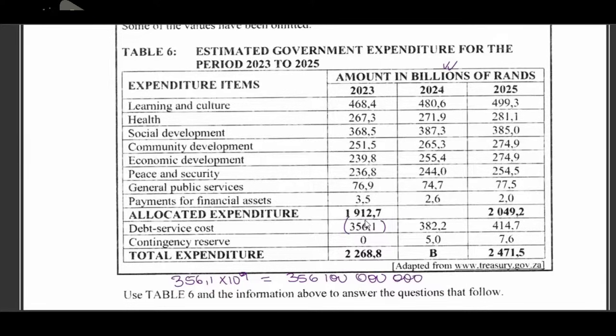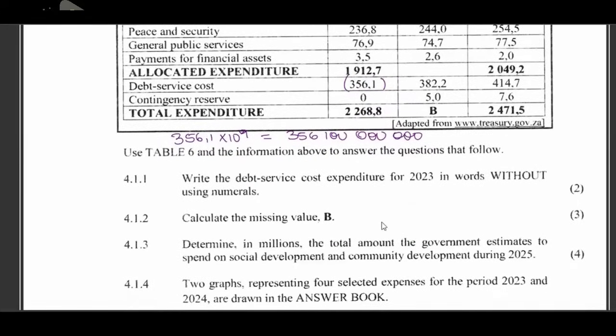So what we're going to do in words now, we shall say 356 billion. What else? 100 million. That's the answer there.